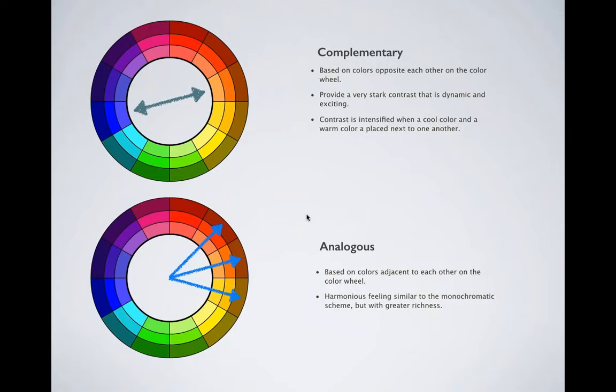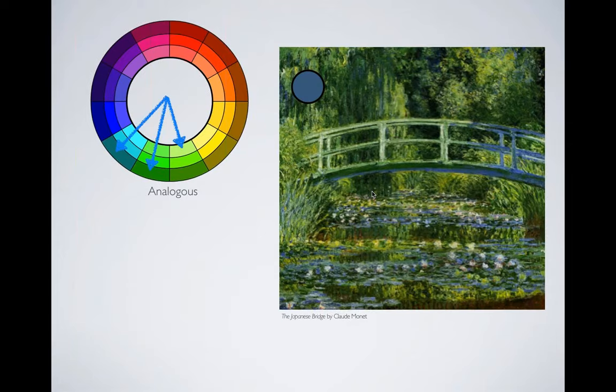Very rarely will we work with single colors. Usually we want a little more color richness. So complementary colors, as I mentioned, are those that are opposites. Very stark contrast, very dynamic and exciting. Especially intense when you have a very cool color paired with a very warm color. Whereas analogous are more harmonious. Similar to monochromatic, but with a little more color options.